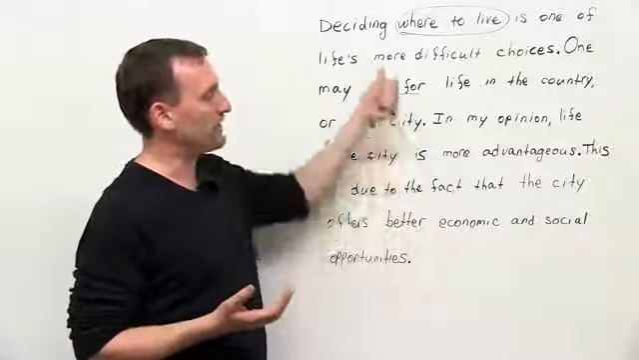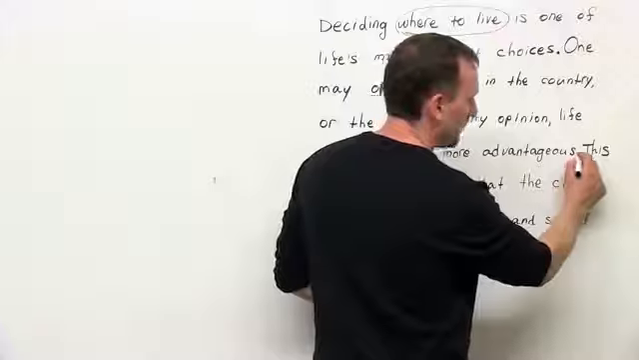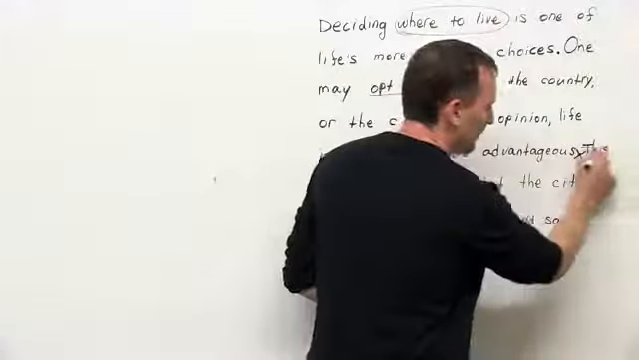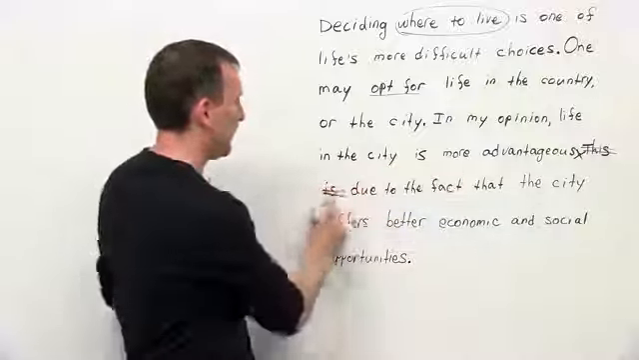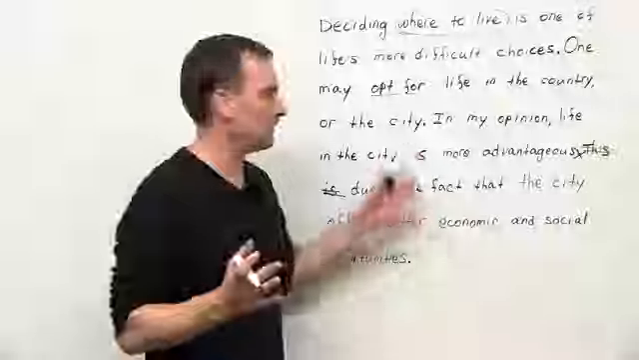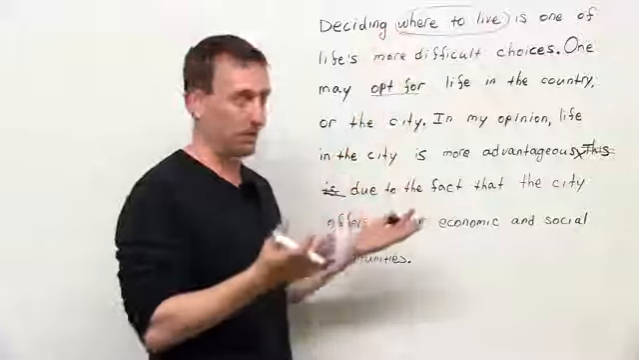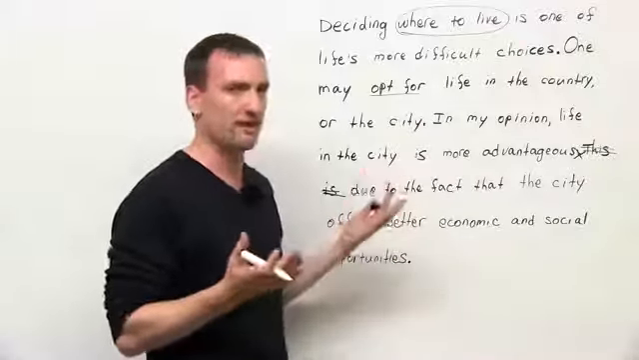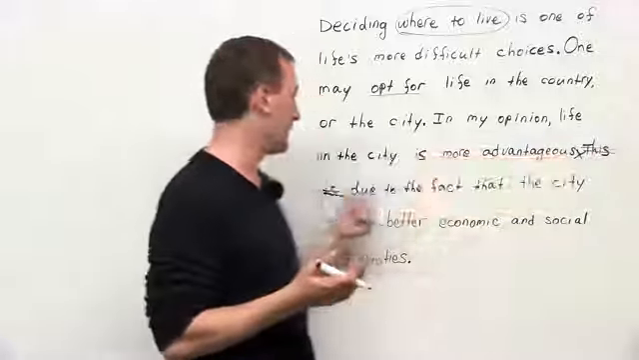Now, the only thing I would suggest about this one, again, very basic. The only thing I would recommend you could do, take out the period, take out this. In my opinion, life in the city is more advantageous due to the fact that the city offers better economic and social opportunities. All I did was join the last 2 sentences. So now I have a 3-sentence paragraph and a little bit more complex sentence because I have more clauses and more phrases in it. So it shows a little bit of sentence variety. And it's very simple. All you have to do is just take out the beginning.